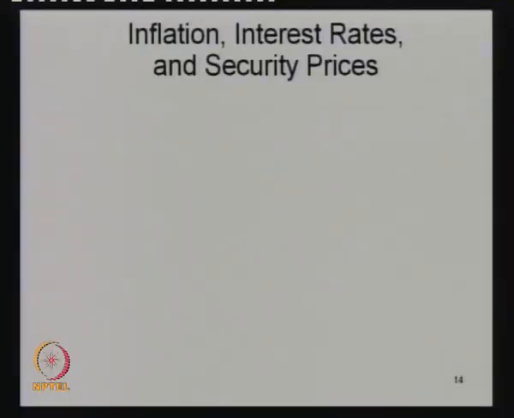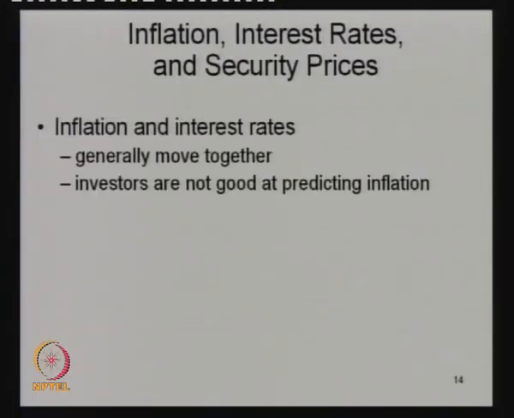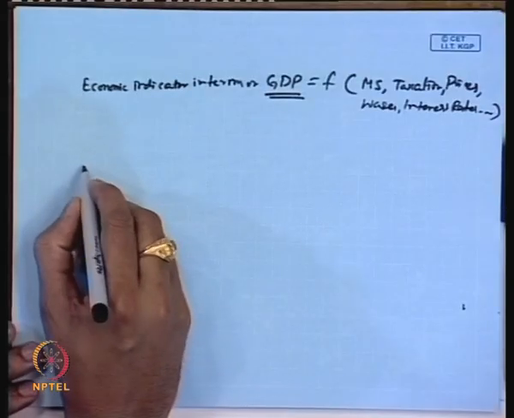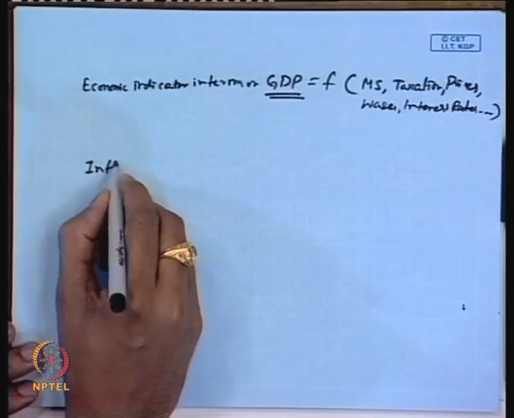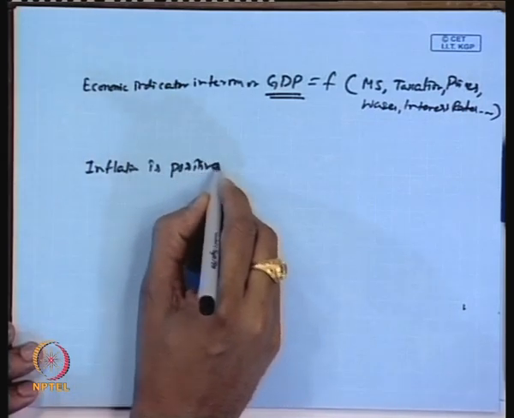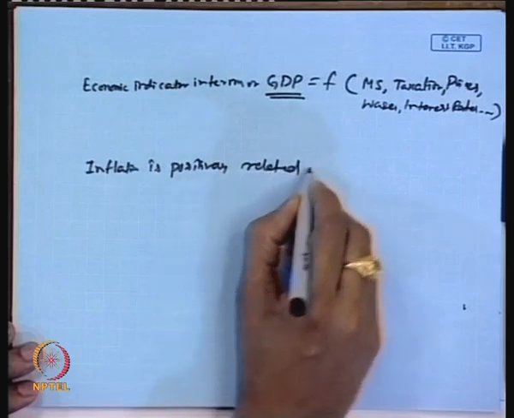Then we move on to other factors, the macroeconomic factors, that is, we have inflation, then we have interest rates and how they are going to affect security prices. If you look at inflation and the interest rate, usually they move together. That means if the expected inflation is higher, then the interest rate is also higher. Inflation is positively related with the interest rate.